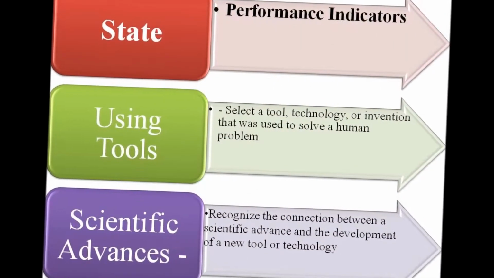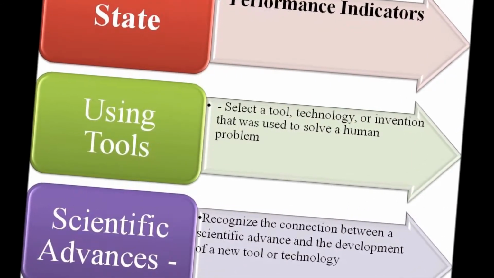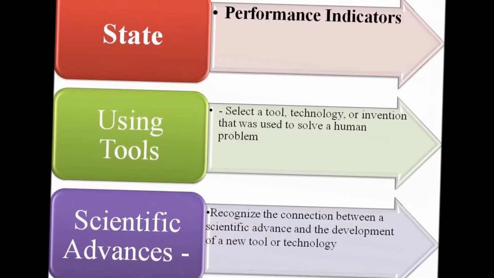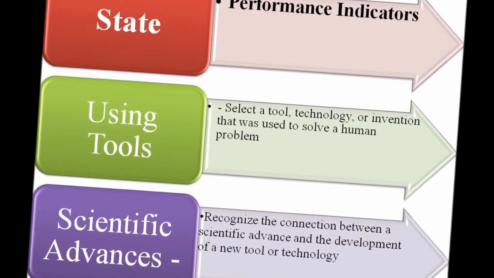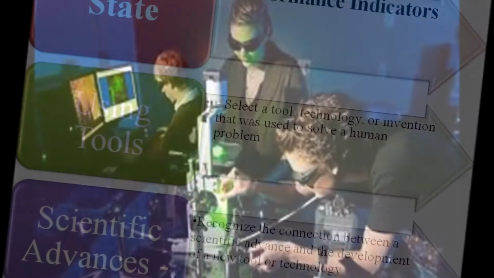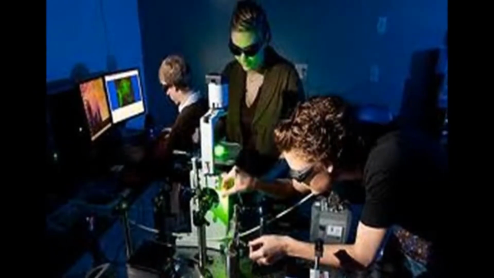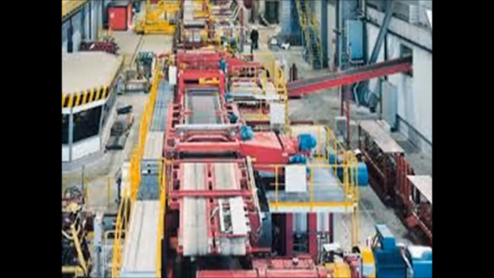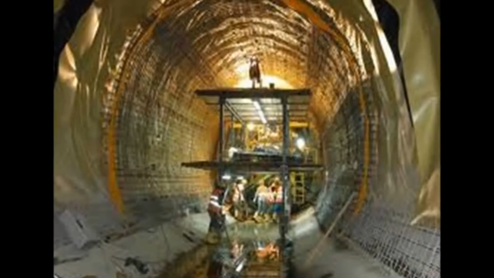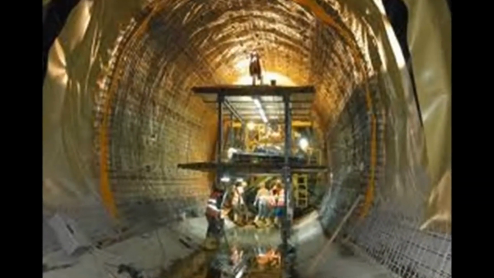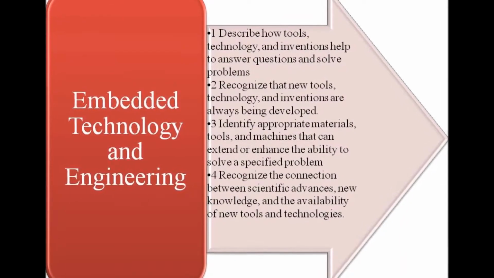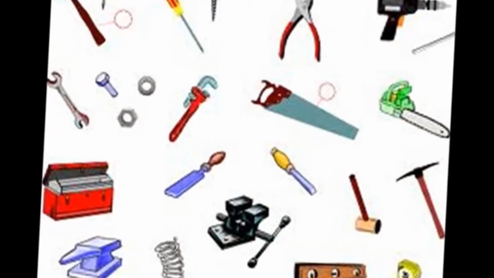technology and engineering. We need to state the performance indicators and using tools: selecting a tool, technology or invention that was used to solve a human problem, and scientific advances, recognizing the connection between a scientific advance and the development of a new tool or technology. So all that comes under scientific, technology and engineering, where it is embedded in it.